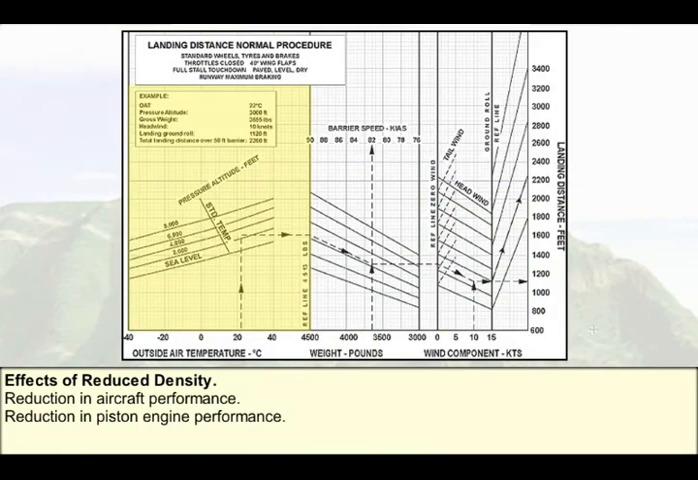Most density changes are accounted for in performance graphs by the use of altitude and temperature nets as shown here. The example shown is the landing distance graph for a small single-engine aircraft. This completes the lesson on density. Be very careful not to exceed the limitations of the aircraft and accurately account for density using the altitude and temperature corrections in the aircraft manual.